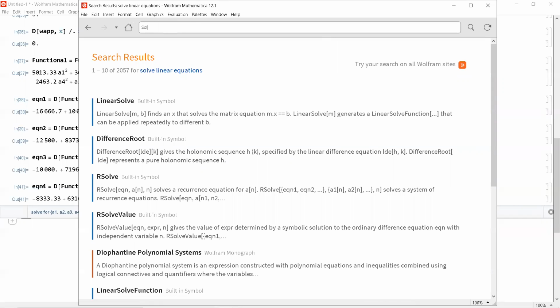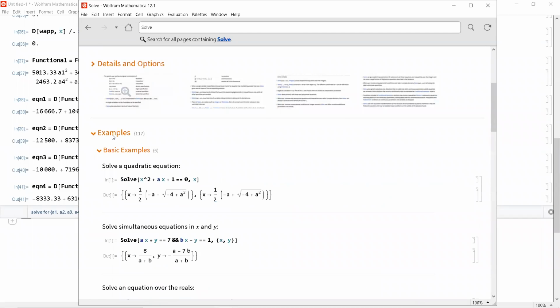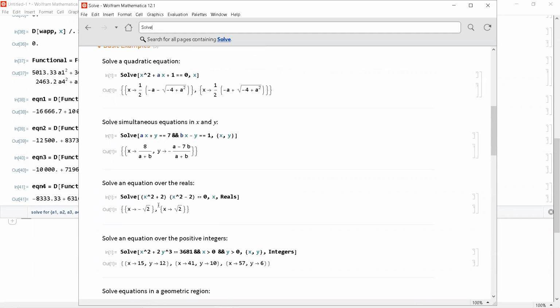Let's look for the function solve, maybe. It attempts to solve the system of equations. Okay, so examples. Say I forgot how to do it. By the way, I do know how to do it. I'm just pretending so you can see how I go about it.